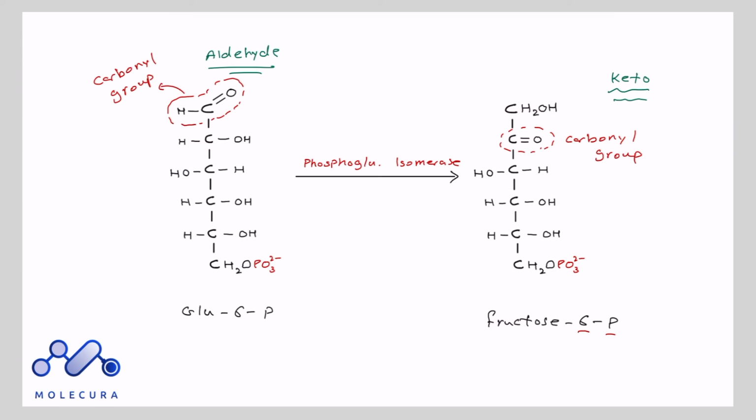So this is our second reaction, glucose 6-phosphate. It's getting converted into its isomer, which is fructose 6-phosphate through the action of phosphoglucose isomerase. And glucose, which is an aldehyde, because of this carbonyl group, is getting converted to a keto because the carbonyl group now is in the middle of the chain.